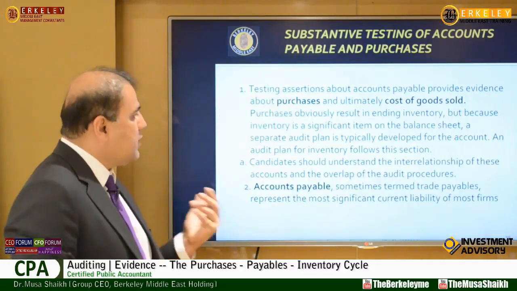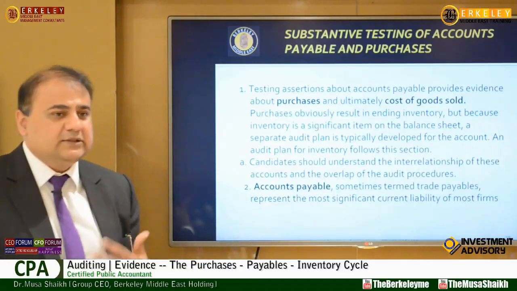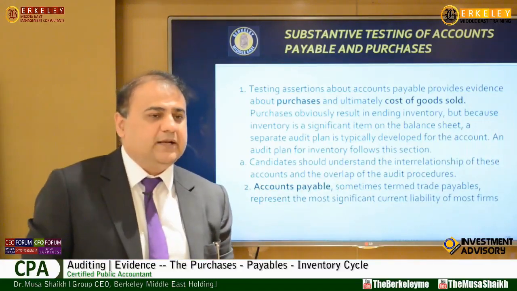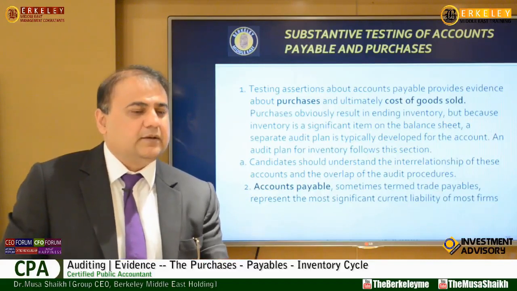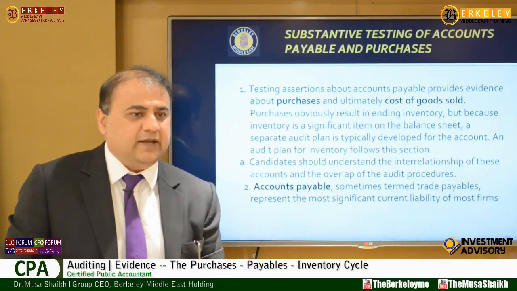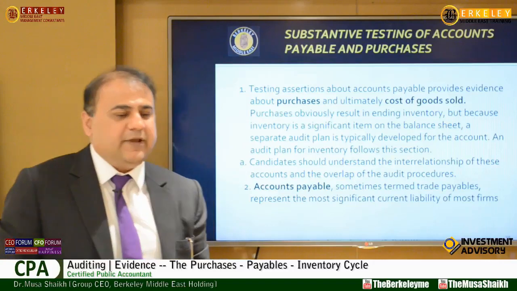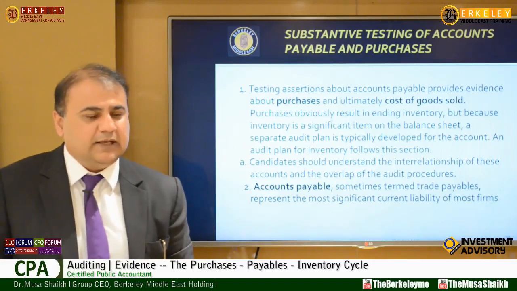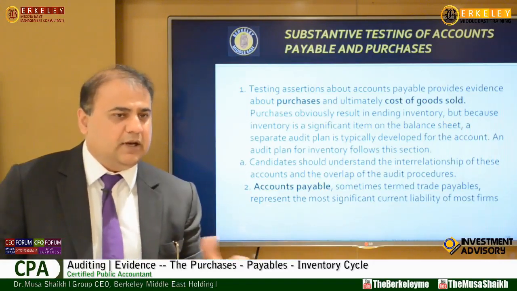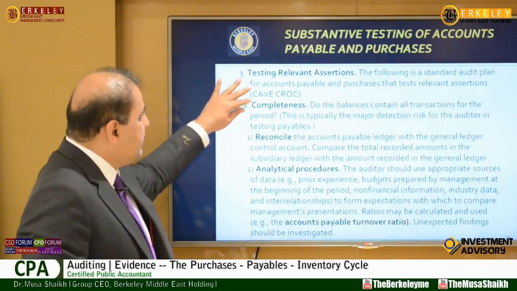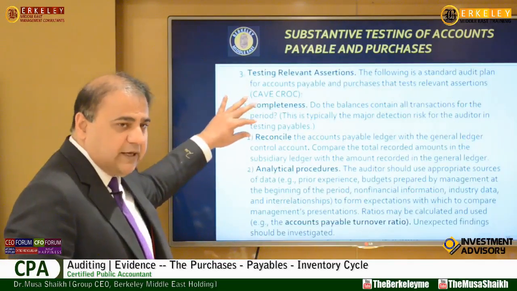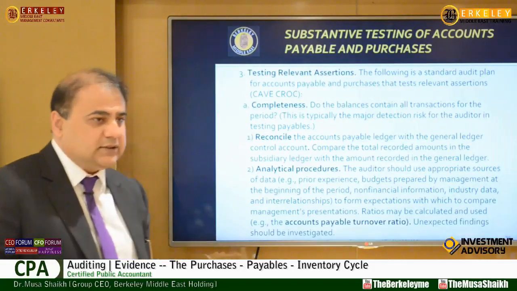First of all, what is accounts payable? When we purchase something, we don't pay cash, we take a term to pay, then it becomes an accounts payable. It has two effects. Payable will create a liability, and you bought something, it will affect your purchase or inventory. So we will do the CAVE CROP, transaction is complete. How will we do the transaction is complete?